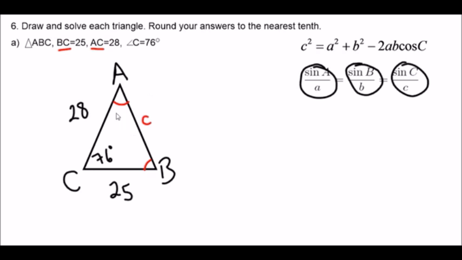And in this triangle, I don't have that. I know side A, but not angle A. I know side B, but not angle B. I know angle C, but not side C. So I can't use the sine law. So this is a cosine law question.